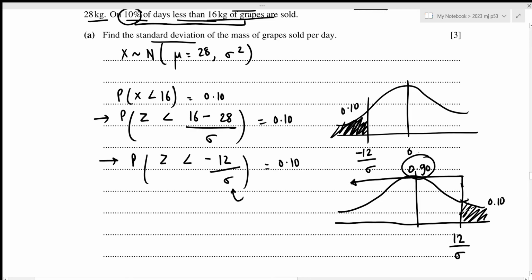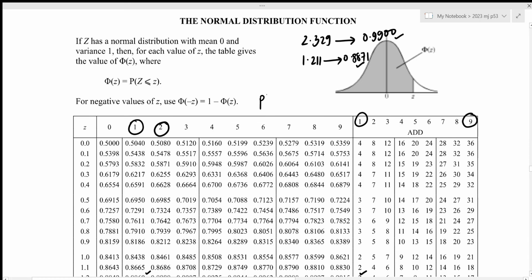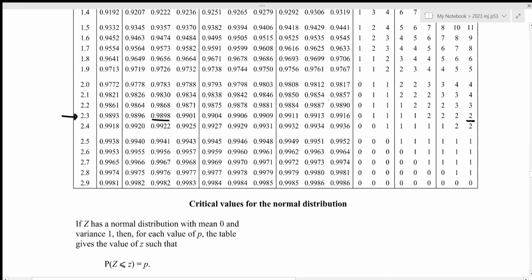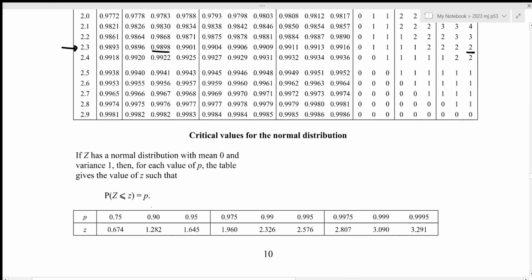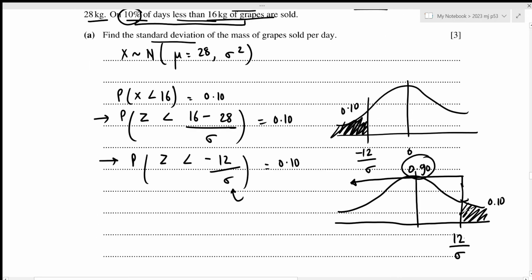Now for this one, we need to refer back to our formula table. We're looking for the corresponding probability where Z is 0.90, and 0.90 is a standard figure, so that will be given in the below table right here. For probability 0.90, the Z value will be 1.282. Let's substitute this value into our question. So 12 by sigma will be equal to 1.282.